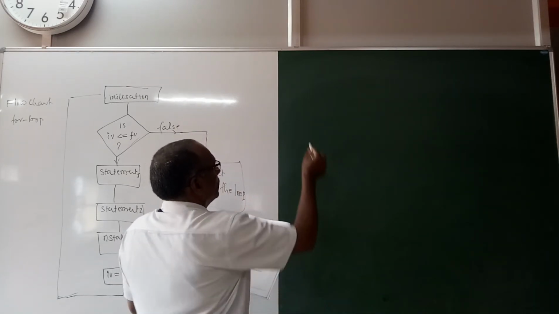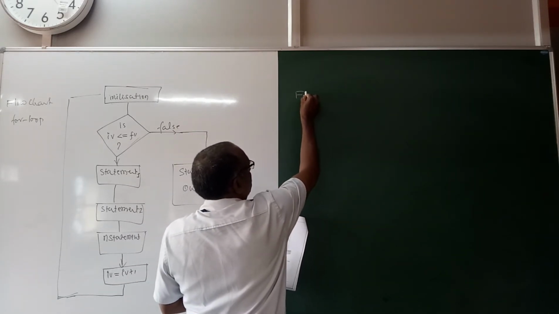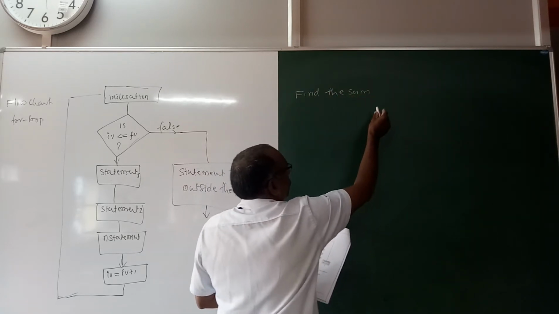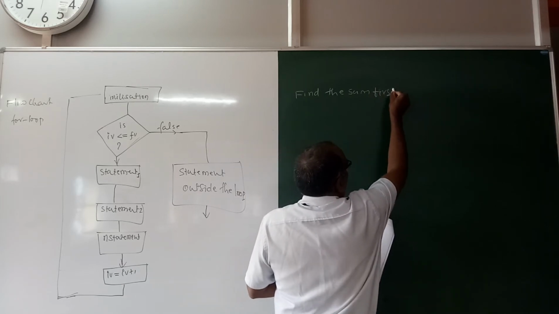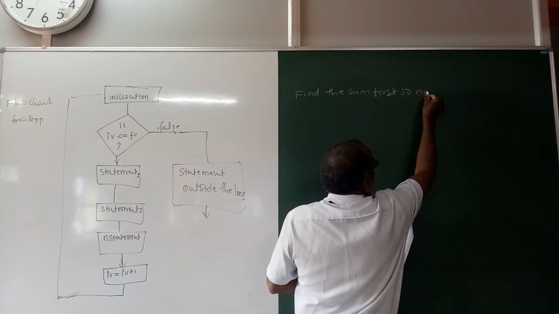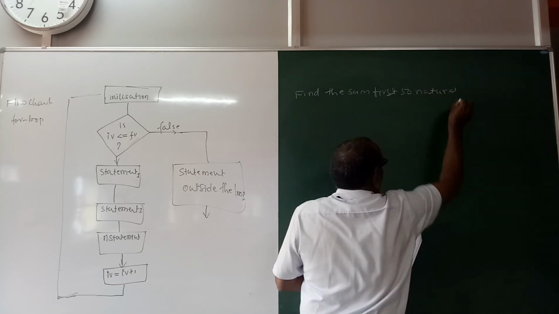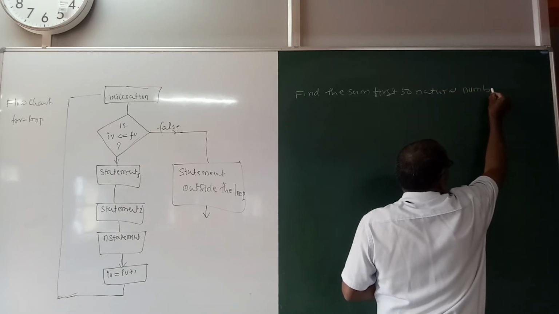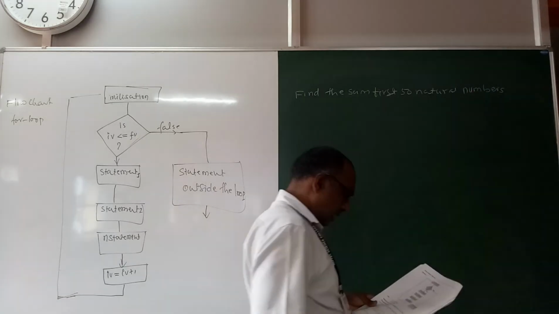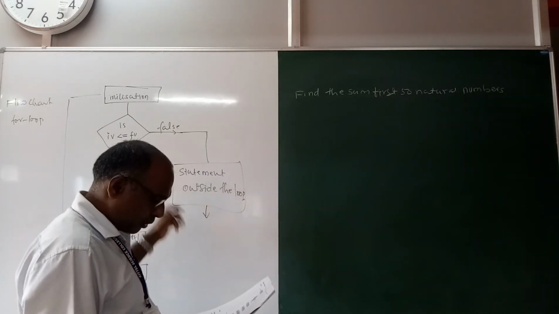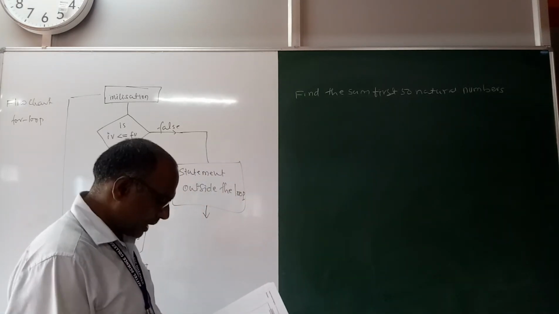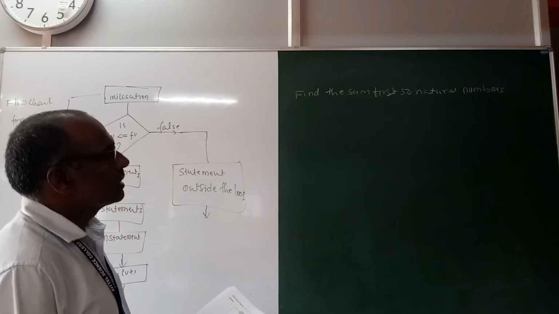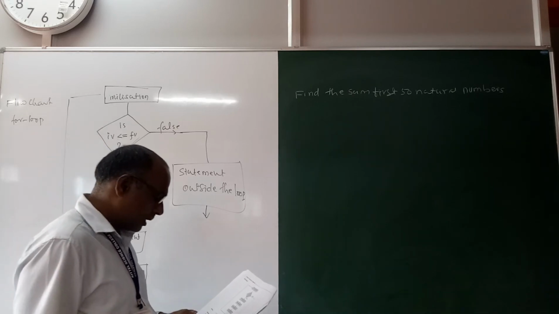Here the problem is: find the sum of first 50 natural numbers. Using C, we can write a simple program using the for statement, the for loop. Program to print the sum of first 50 natural numbers.